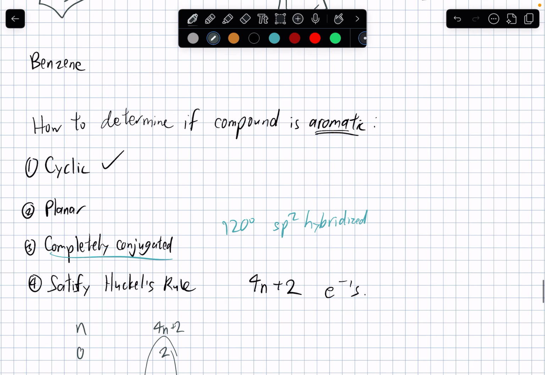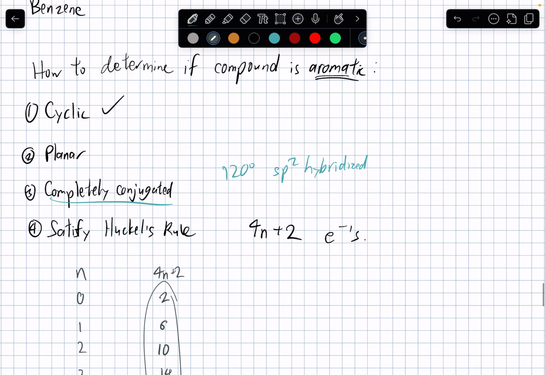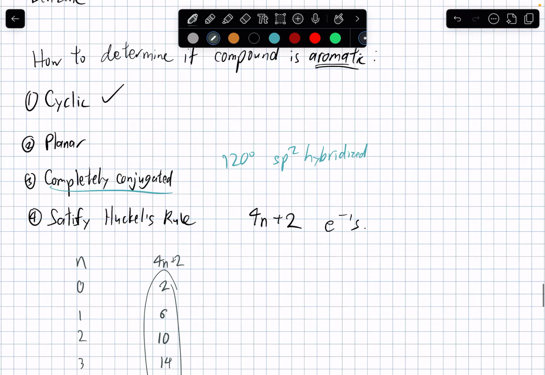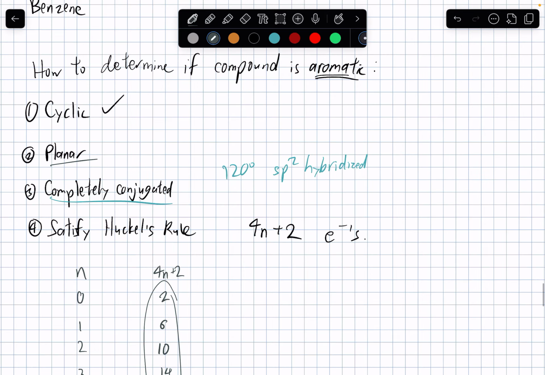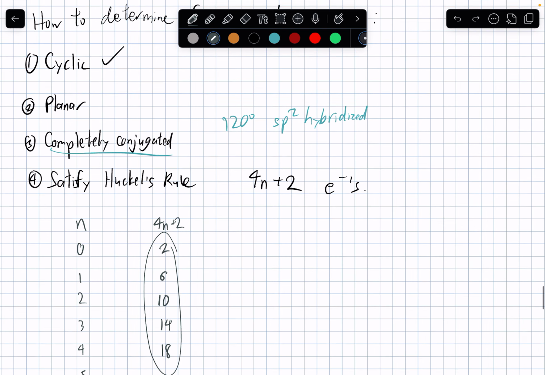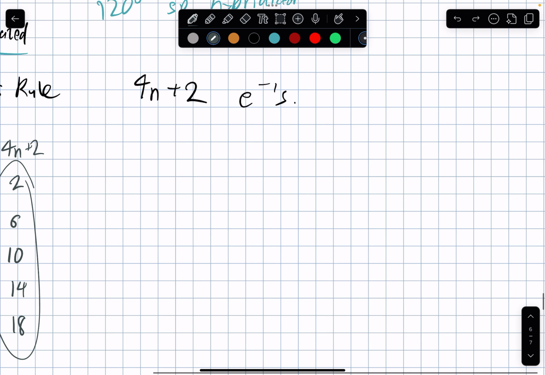Continuing. So let's have some examples where we apply these rules. For every example, we check if it's cyclic, if it's planar, if it's completely conjugated, and if it satisfies Huckel's rule. These are all requirements that must be fulfilled in order for a compound to be considered aromatic. So, okay, previously, benzene has already been discussed as an example. Let's try this.